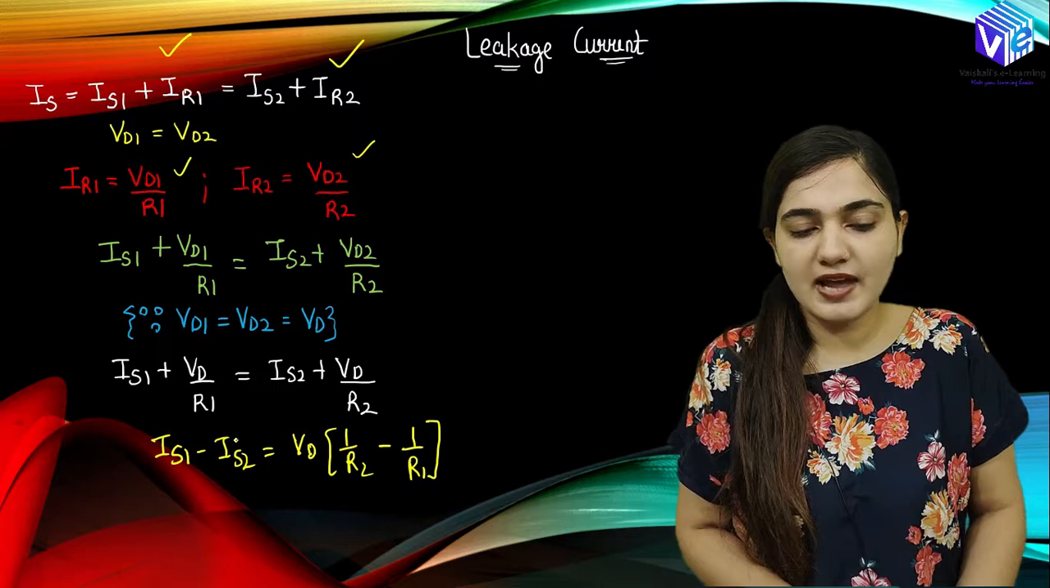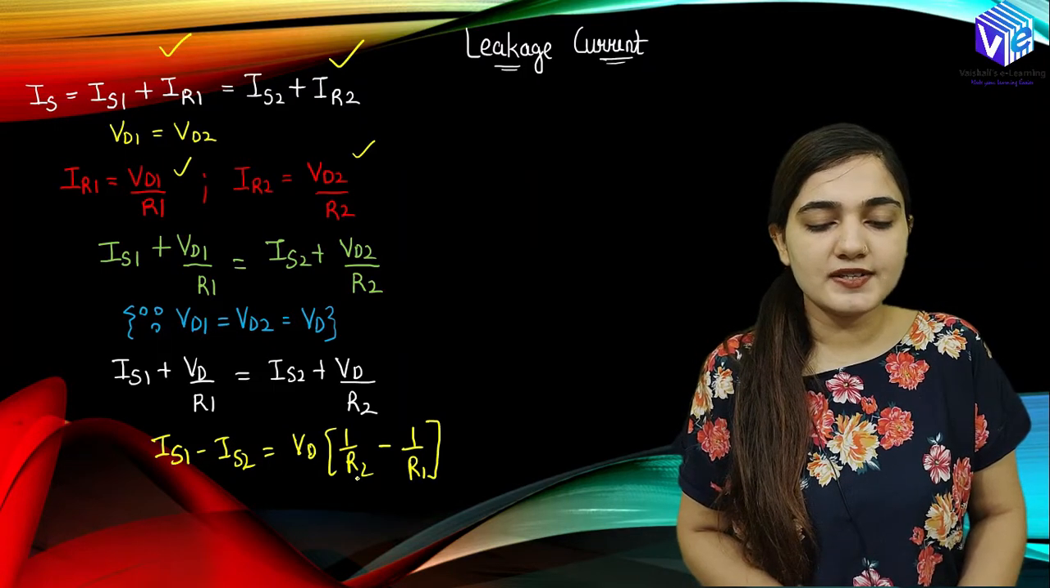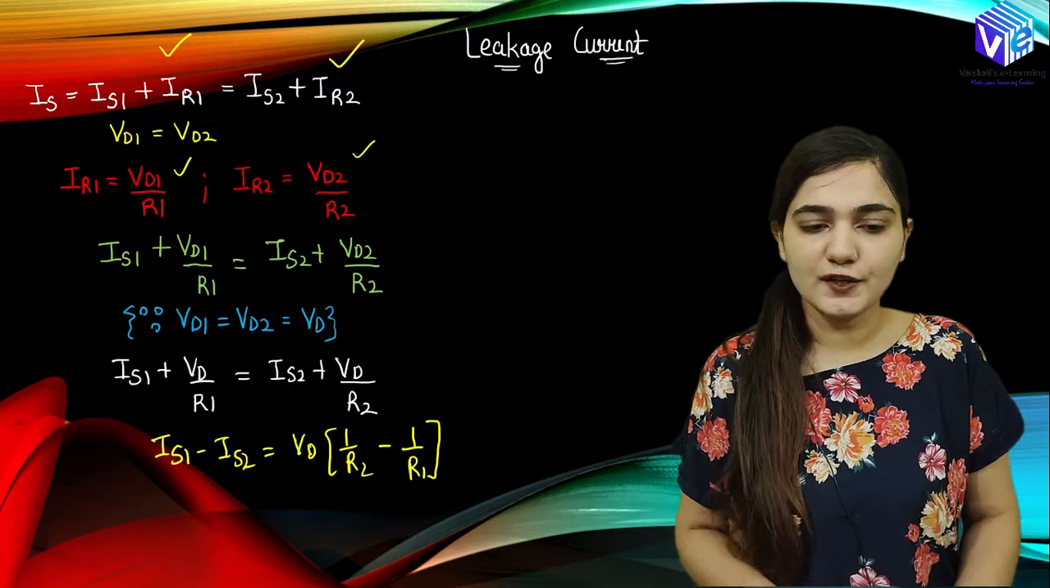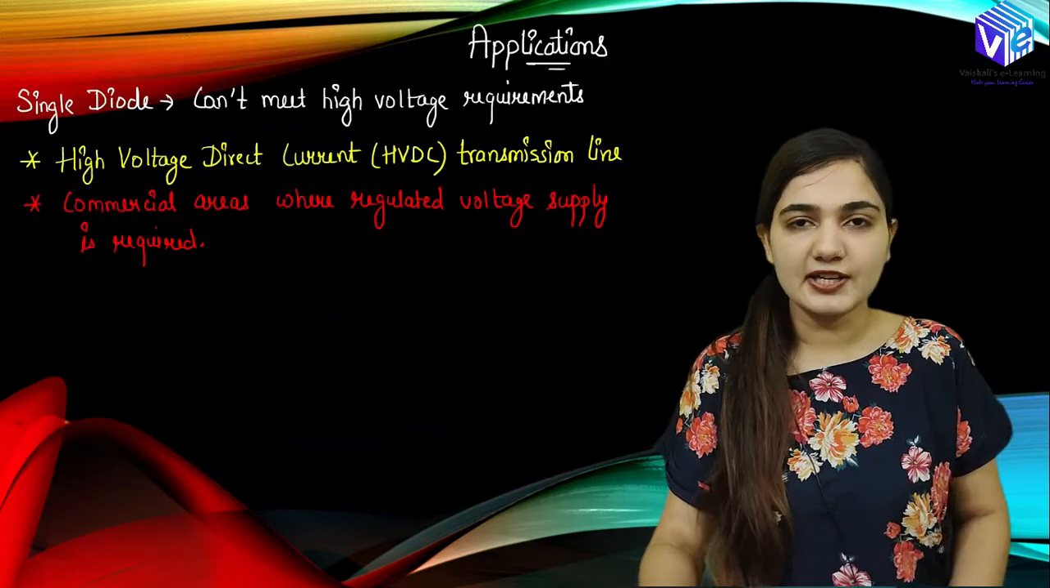In the reverse direction we have the leakage current, and this is the diode voltage, and these are the two resistances that we have connected across the two diodes. I hope you understood how we calculated the leakage current, right?